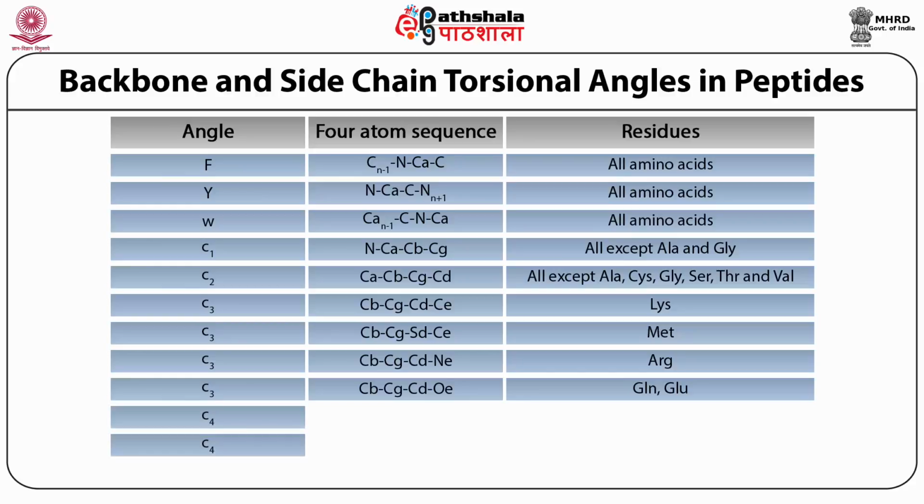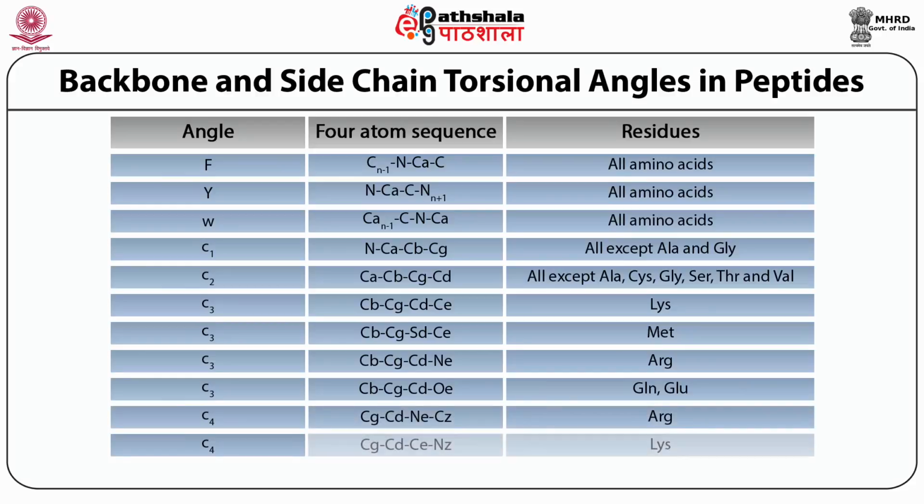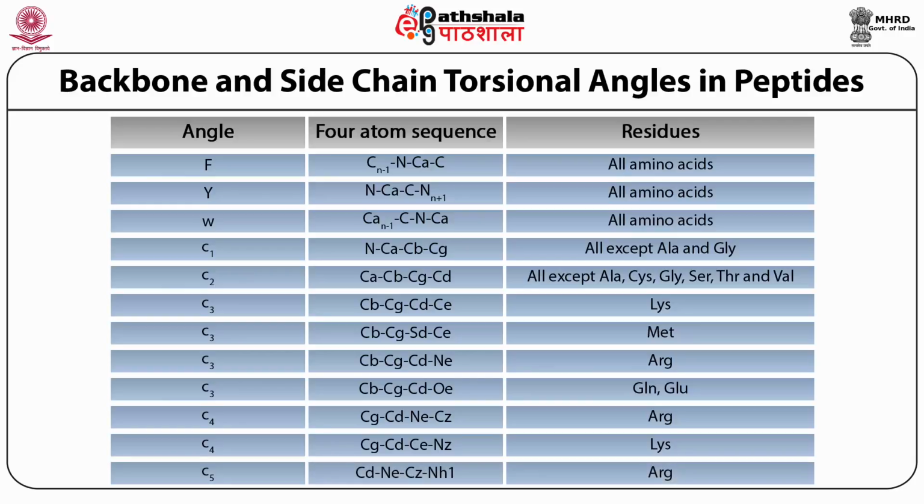Angle chi4 is also defined differently in arginine and lysine. In arginine, it is C gamma, C delta, N epsilon, C zeta, and in lysine, it is C gamma, C delta, C epsilon, N zeta. Angle chi5 is seen only in the case of arginine: C delta, N epsilon, C zeta, and N eta.